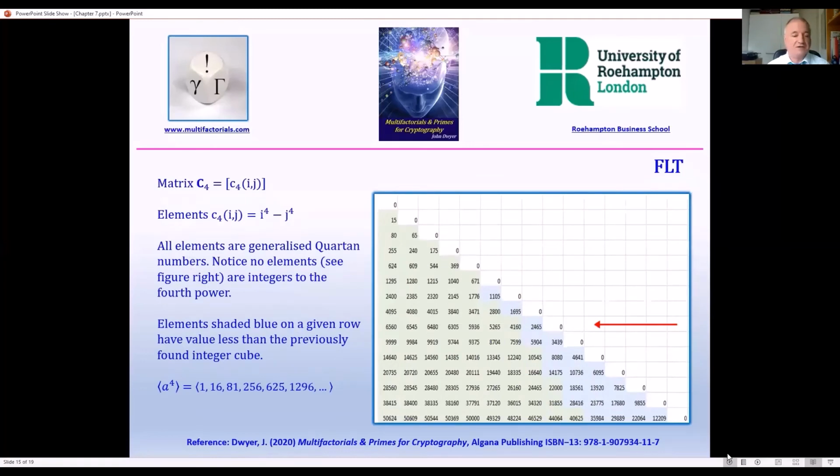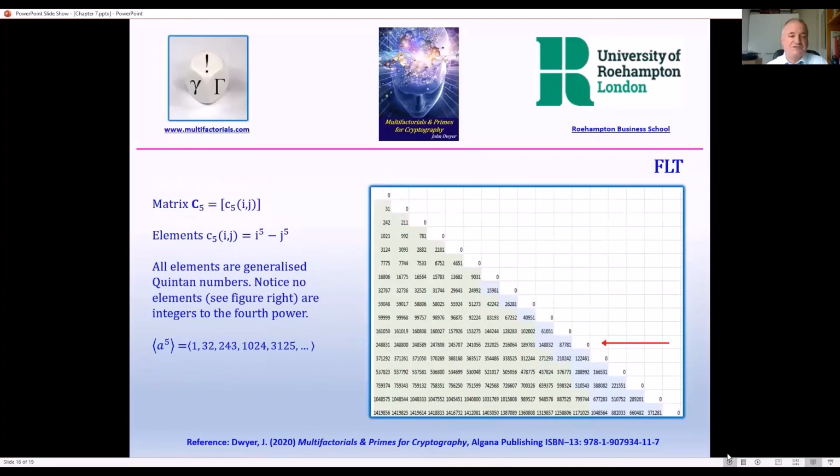C4, pick up another row at random. We'll start with that one, which is, I think, the 9th row. 2465 is clearly less than 4096, the previously found integer to the power 4. There's only one of those, but we've shown algebraically that the corresponding x and the corresponding a minus x cannot possibly give rise to an integer to the power 4. Get to the end of the row, 6560, add 1 to that, and that's the next integer to the power 4.